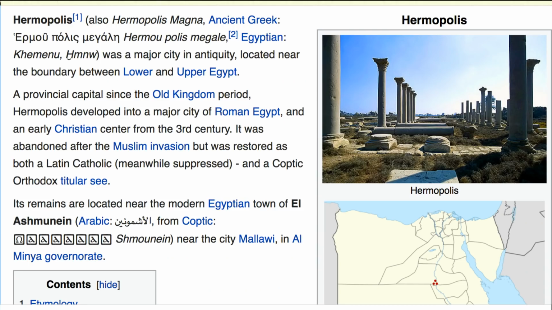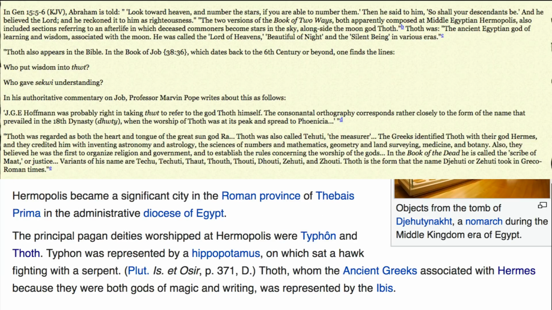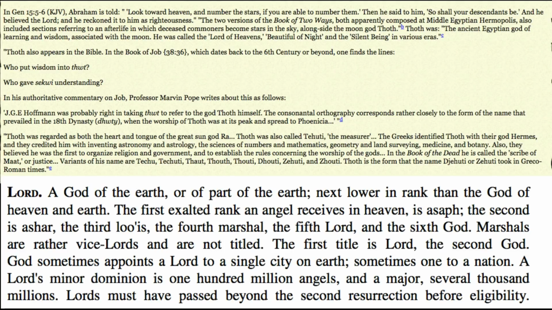Now, if we remember from video 1, Hermopolis was the main place for the Thoth worship, Khem, Hermopolis for Hermes Trismegistus. It says here, and also included sections referring to an afterlife in which deceased commoners became stars in the sky, alongside the moon god Thoth. Again, moon god Thoth. Thoth was the ancient Egyptian god of learning and wisdom. Associated with the moon, he was called the Lord of Heavens. Lord of Heavens. If we remember, Lord was the title of the angelic beings. Beautiful of night, and the silent being in various eras.